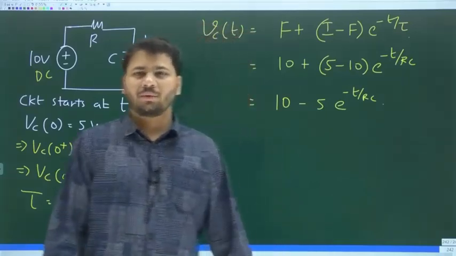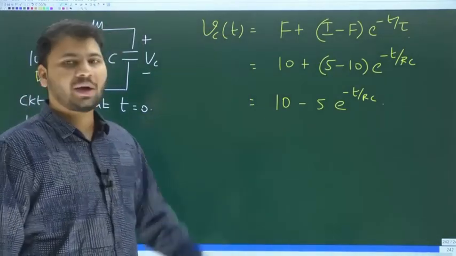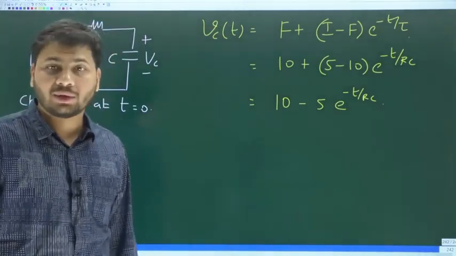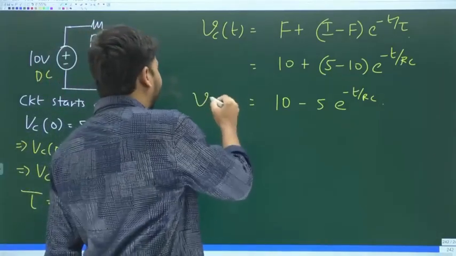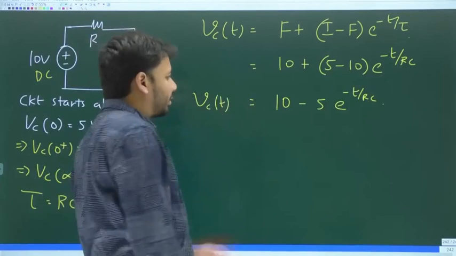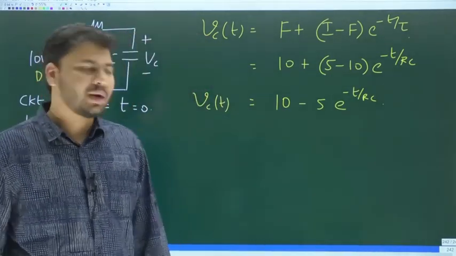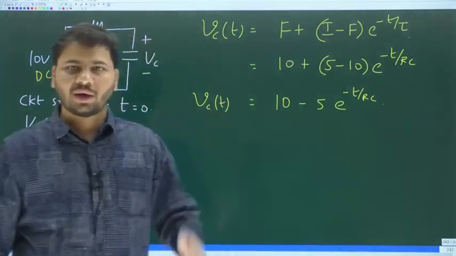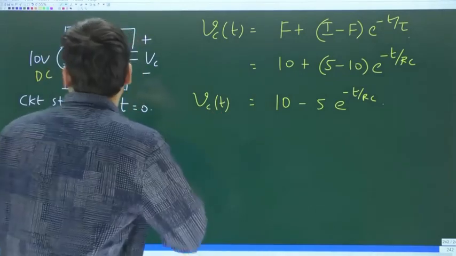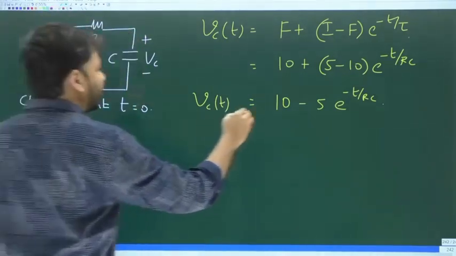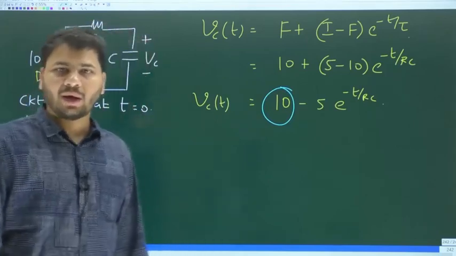So even though we have done this thing several times already, let us again look at the voltage expression from a different viewpoint. If you look at VC of t, 10 minus 5 e power minus t by RC, does it not consist of two parts? It consists of what? Two parts. The first part, what is this first part? 10 volts. Is it not the final value?